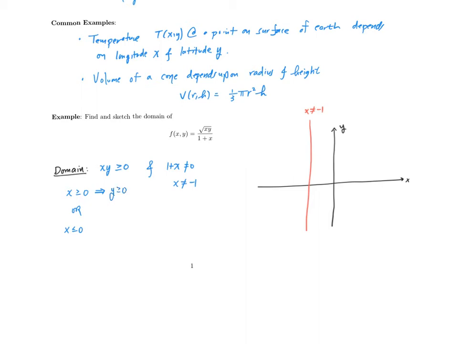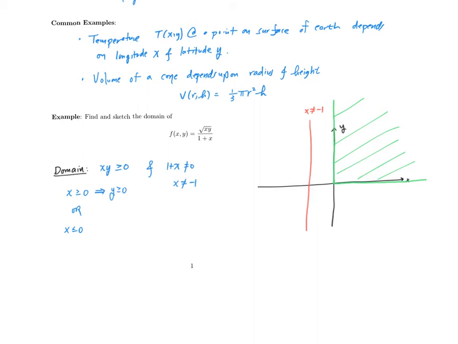So an acceptable place for us to be, and green is going to mean good, would be x bigger than or equal to 0 and y bigger than or equal to 0. So the first quadrant, including those positive x and y axes.